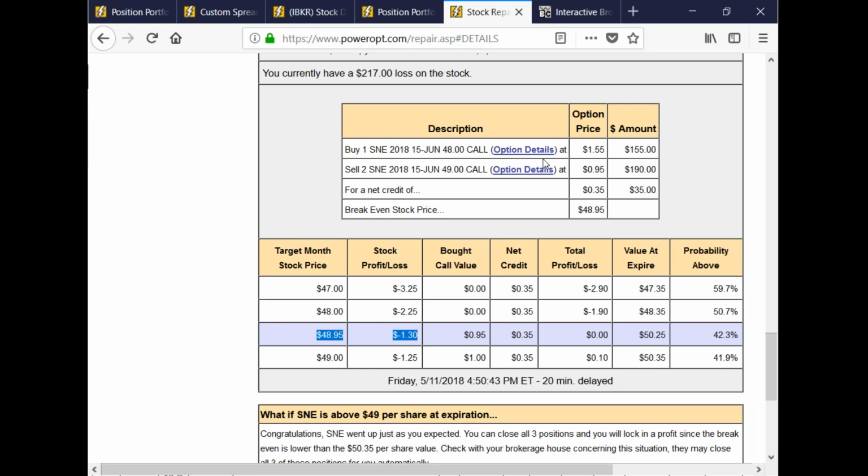The 48 call that I bought is worth, I'm sorry, 95 cents. I paid 50.25, so at 48.95, I'm at a loss of 1.30. That long call is worth 95. The 2 short calls expire. I have a 35-cent net credit. I'm back to break even with the stock only needing to go to 49.